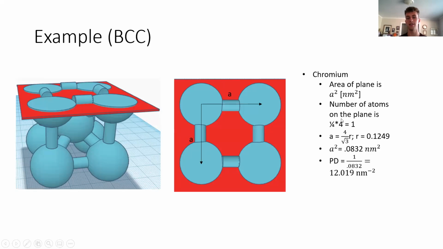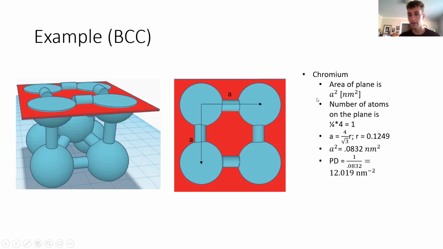Okay, so let's look back at chromium again. We're going to find the planar density of this plane right here. I did make the plane a lot bigger just for visual purposes so we could see what's happening. But in reality, the actual plane whose area we're going to calculate will be from the center of this atom to the center of this atom to the center of this atom to the center of this atom. And this is the same value of a as before.